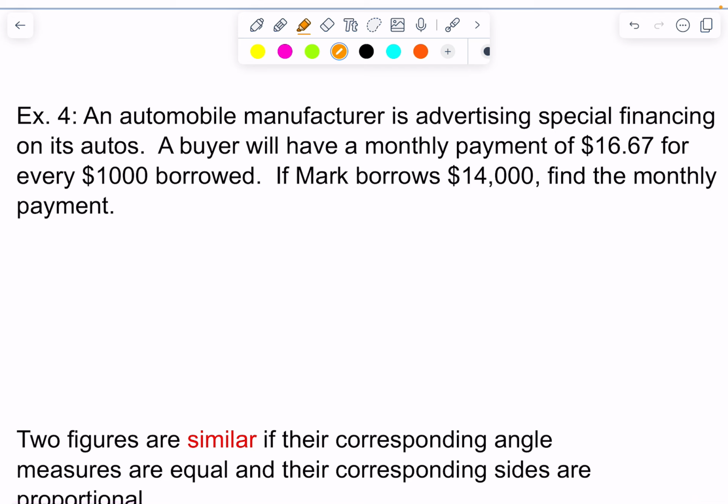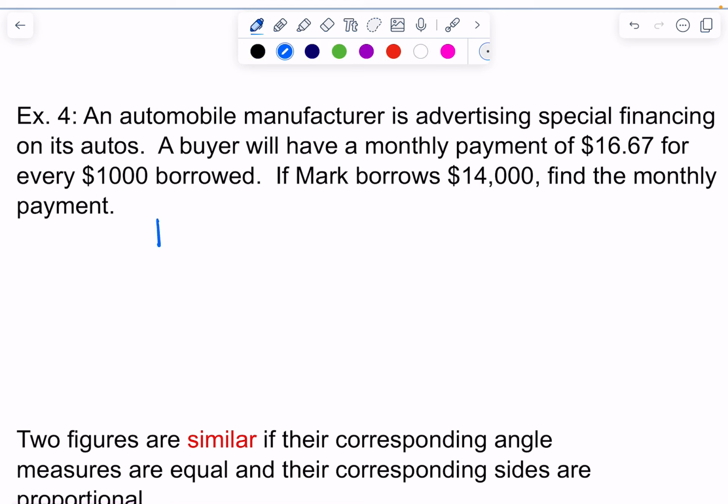An automobile manufacturer is advertising special financing on its autos. A buyer will have a monthly payment of $16.67 for every $1,000 borrowed. If Max borrows $14,000, find the monthly payment.